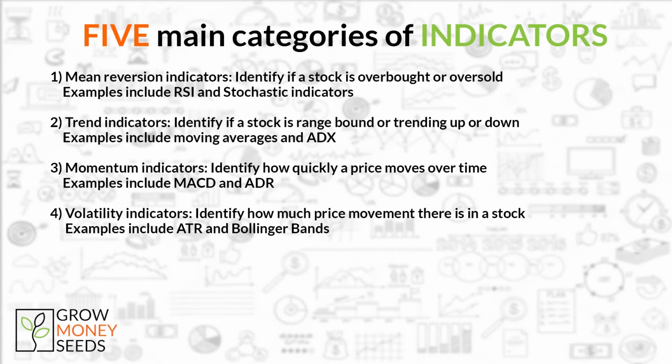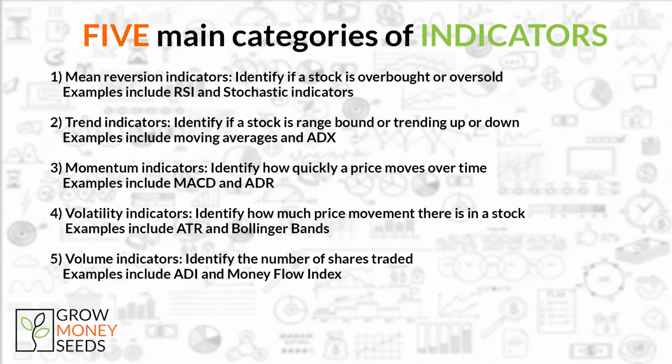Volatility indicators show how much activity there is in a stock. If the price moves up or down a lot, then volatility is high. And if it does not move that much, then volatility is low. Large movements in price can offer a trader the chance to make a high return. However, this can also increase risk. Examples of these are the average true range, or ATR, and Bollinger Bands.